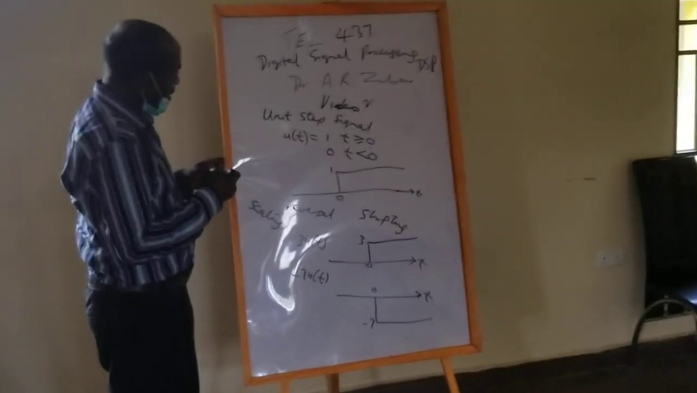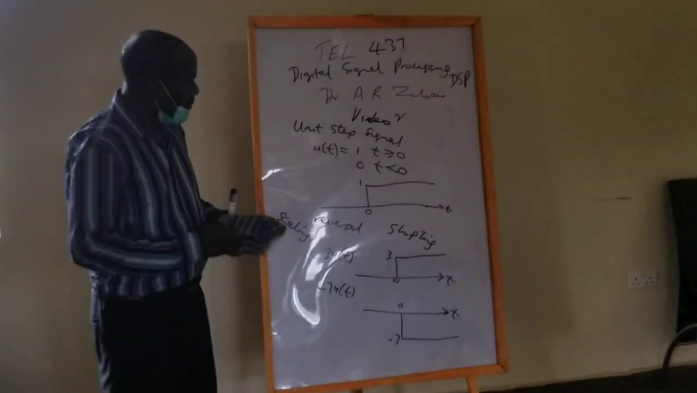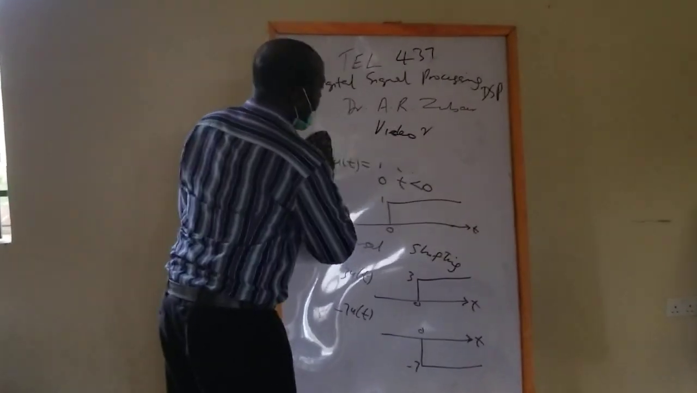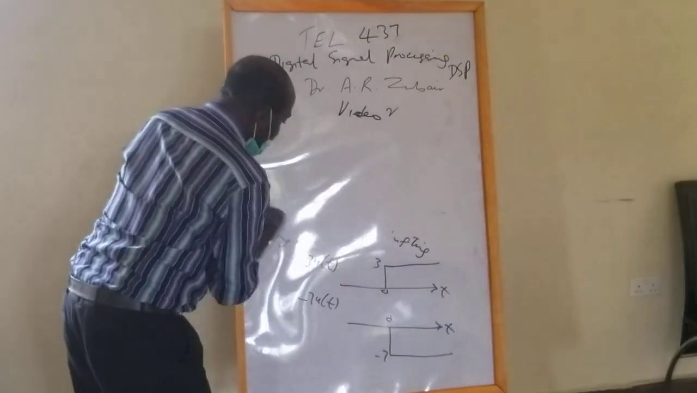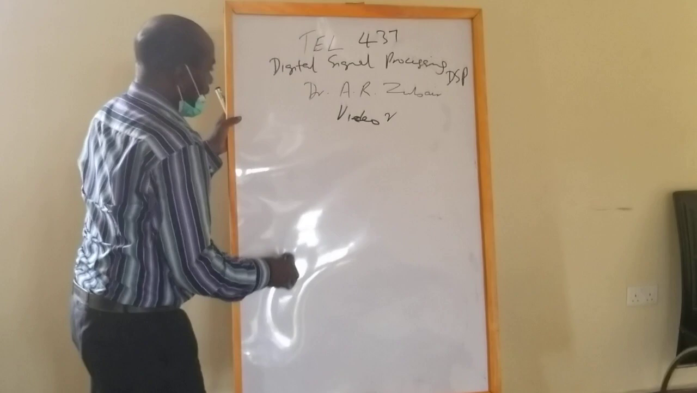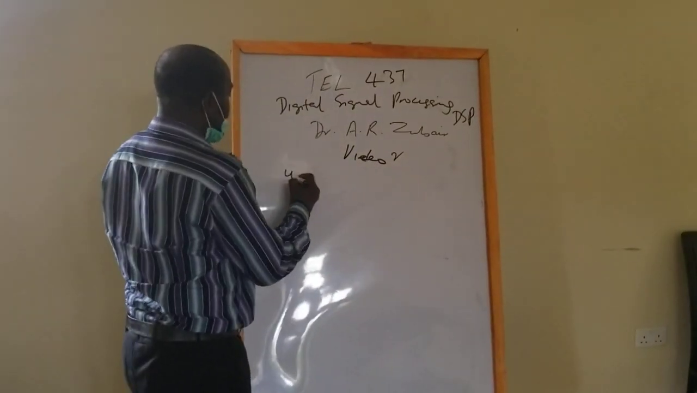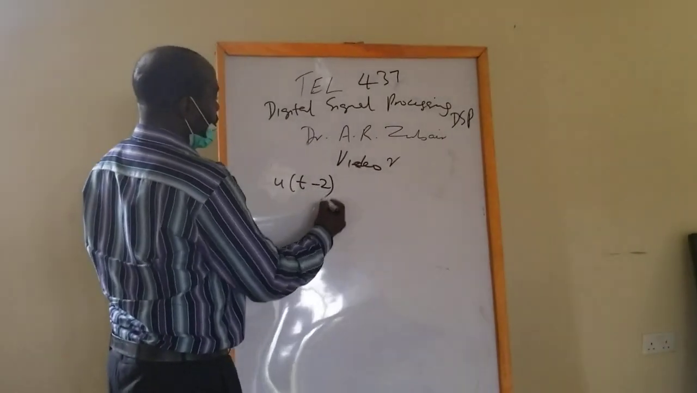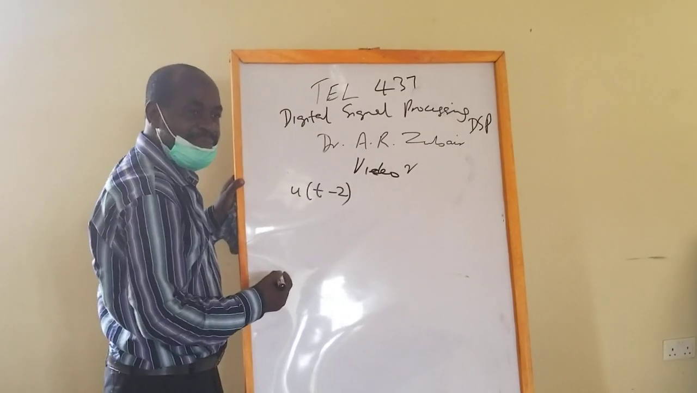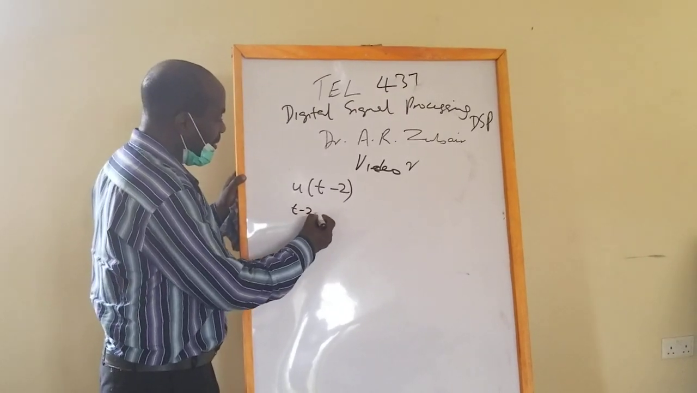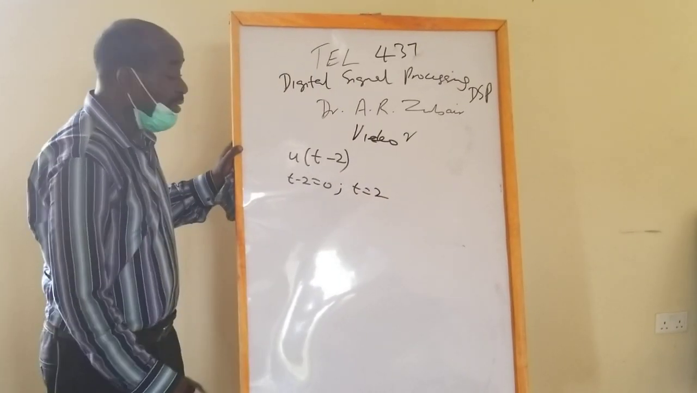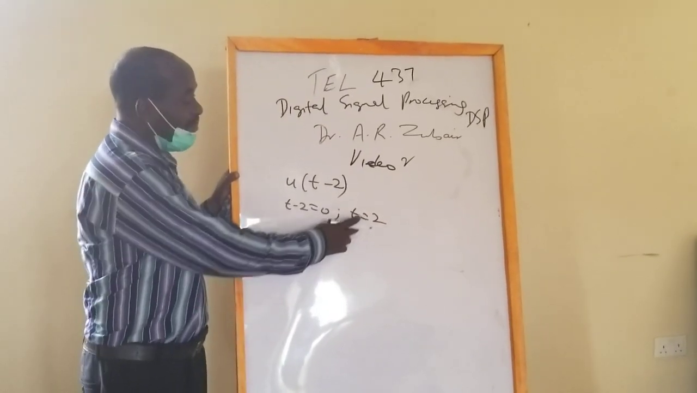Now, I can also talk of shifting. If I give you u of t minus 2, what does this imply? Whatever is in this bracket, please set it equal to 0. t minus 2 equals 0. Therefore, t equals 2. The switching that normally takes place at 0 will now take place at t equals 2.